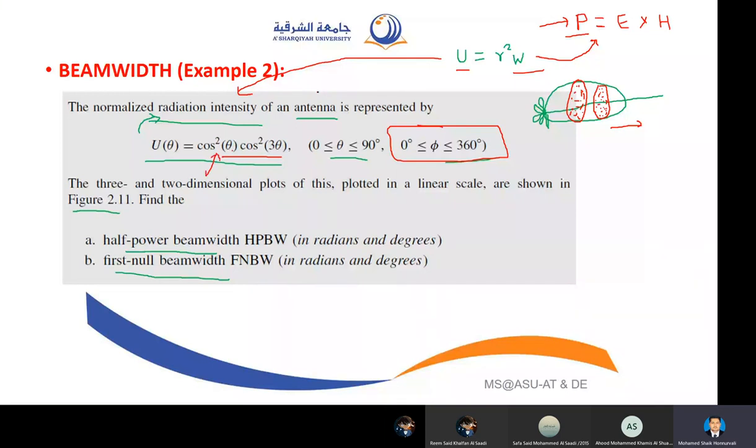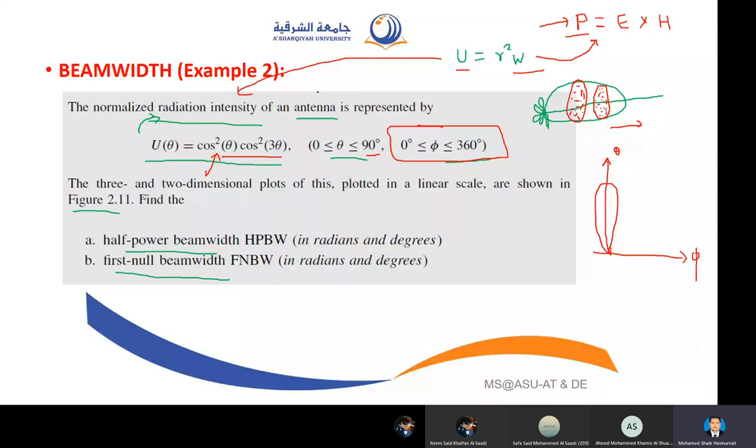There is no phi present here, meaning there is no radiation in the phi direction. So let us say this is my theta direction. Let us say this is my phi direction. The radiation is only in the theta direction, not in the phi direction. And what is the radiation angle here? It is between 0 to 90 degrees. Okay, 0 to 90 degrees. That is the maximum. It will go up to 90 degrees.